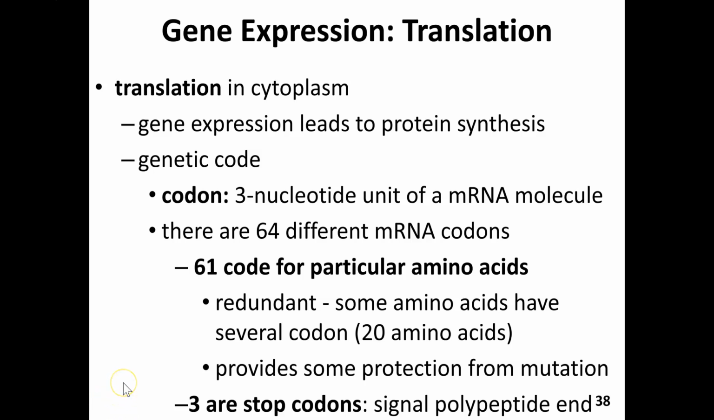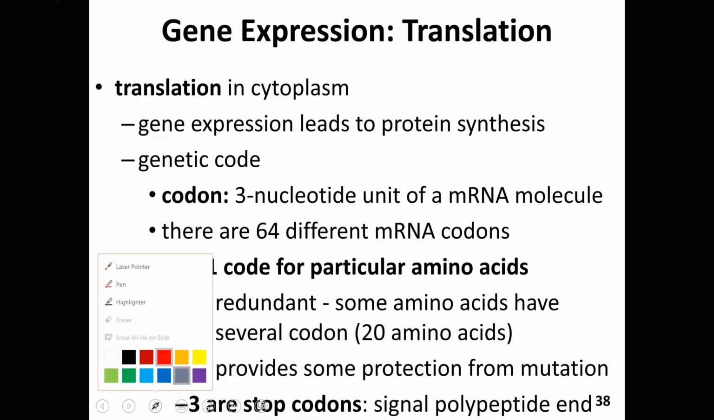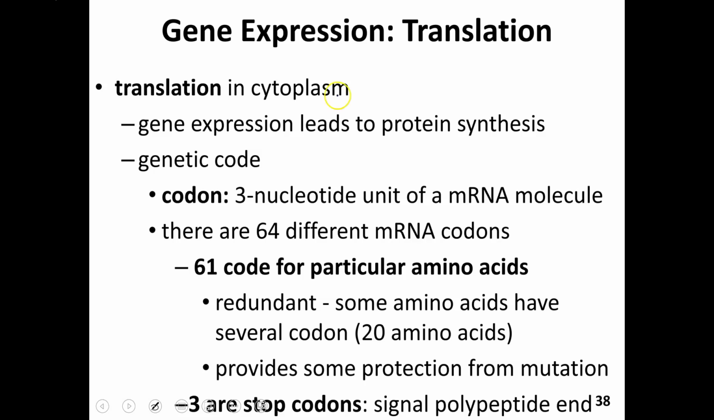Hey everyone, welcome back. So now we're going to talk about gene expression and translation. We just finished talking about transcription, which is the production of the RNA transcript. And now we're going to talk about how we translate it into the functional protein. In eukaryotic organisms, this occurs in the cytoplasm.